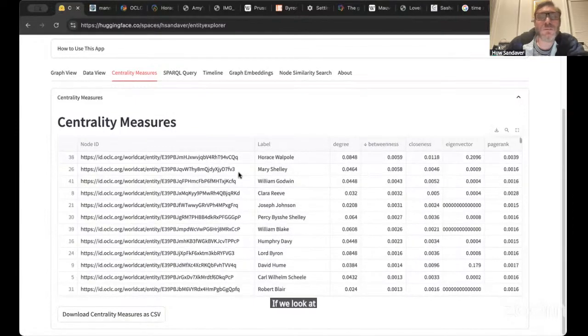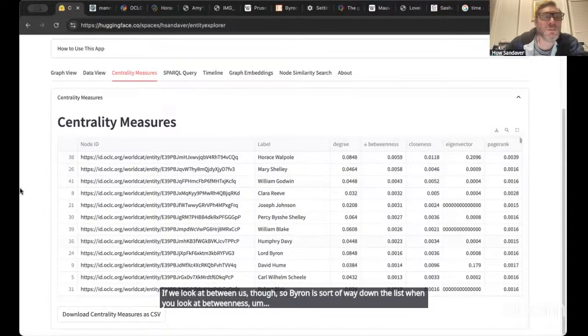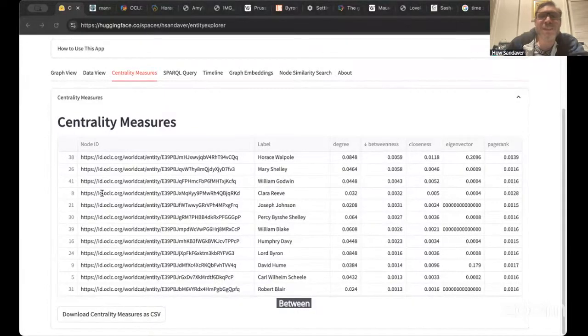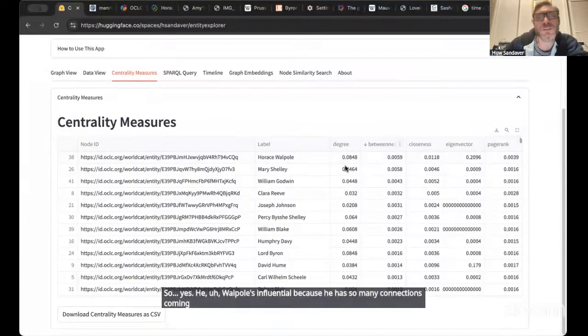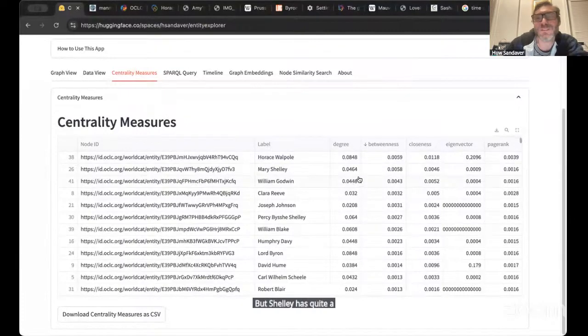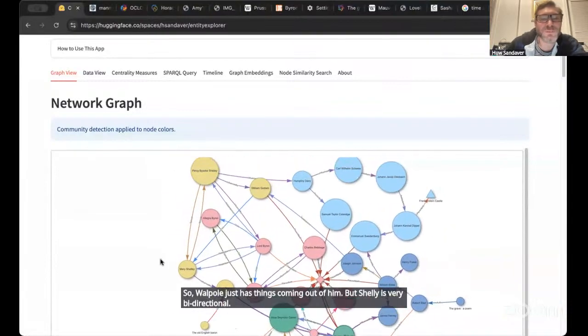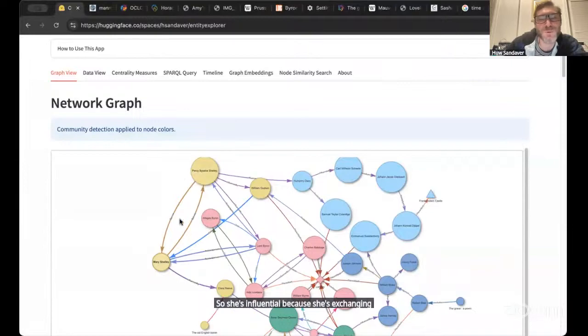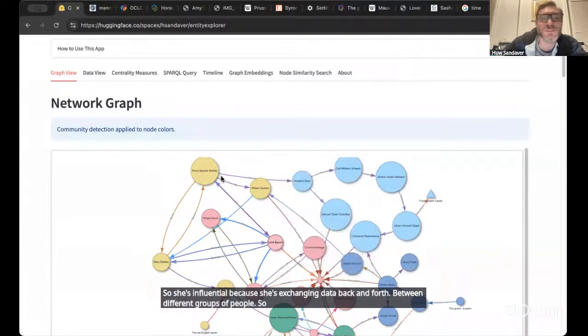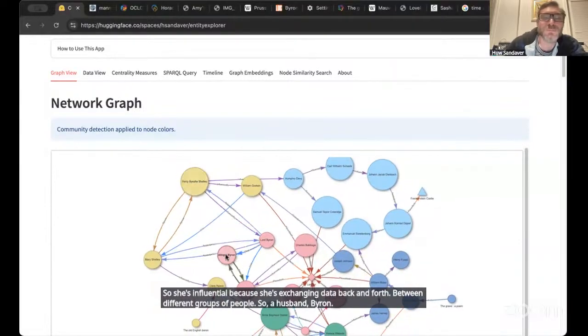If we look at betweenness, though, Byron is way down the list. Betweenness really identifies nodes that act as bridges or information brokers. So, yes, Walpole's influential because he has so many connections coming out of him. Same with Shelley. But Shelley has quite a different type of betweenness if we look at the graph. Walpole just has things coming out of him, but Shelley is very bidirectional. So she's influential because she's exchanging data back and forth between different groups of people. So her husband, Byron, and so on, and her own family.